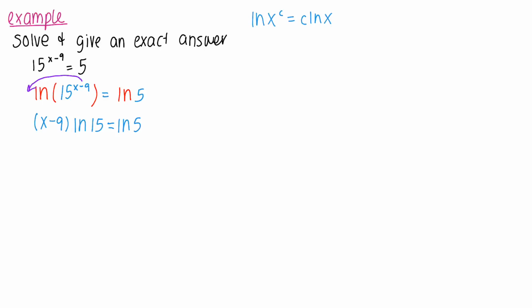We are trying to solve for x here. So you could divide by ln 15 right now. I think what I'm going to do is instead distribute. So I'll distribute the ln 15 to both of these. I have x ln 15 minus 9 ln 15 is equal to ln 5. I will add the 9 ln 15 on both sides.